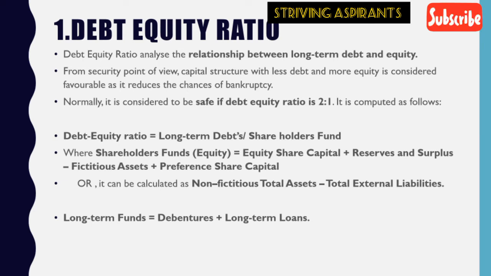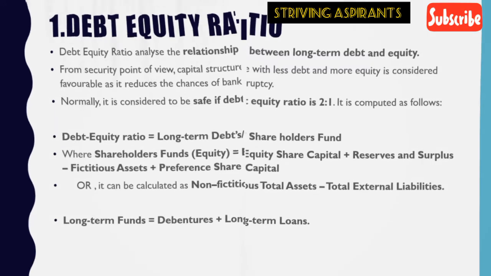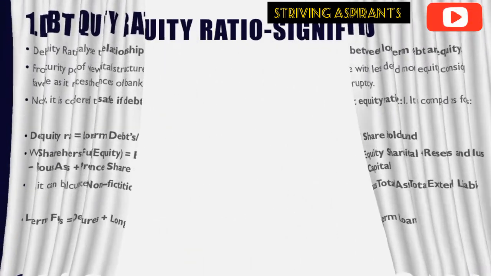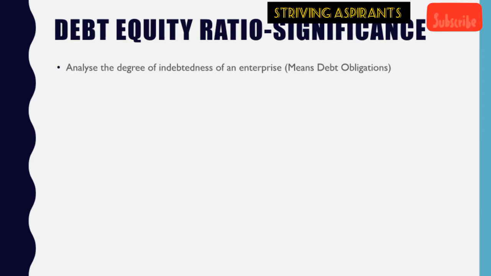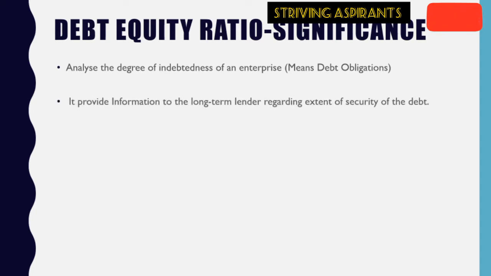And the long-term funds: debentures plus long-term loans. Let's check some points related to debt equity ratio. This ratio analyzes the degree of indebtedness of an enterprise, means debt or loan, obligations or liabilities of a business. It provides information to the long-term lender regarding extent of security of that particular debt.